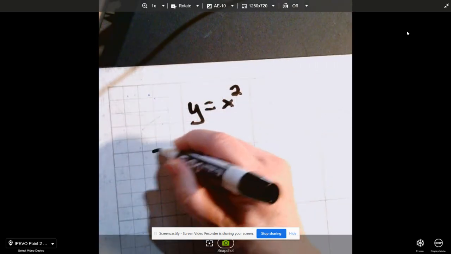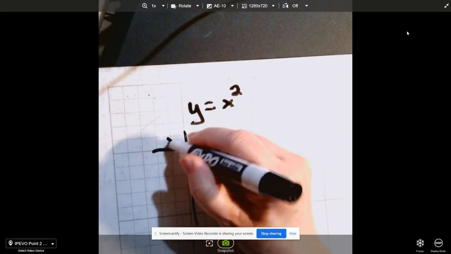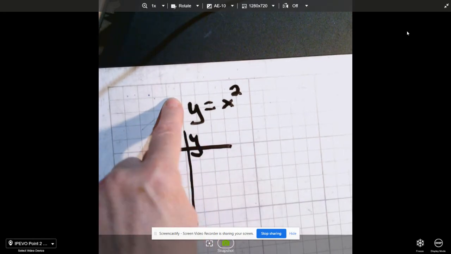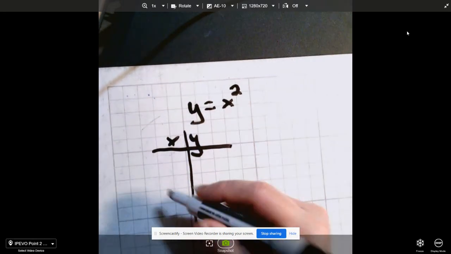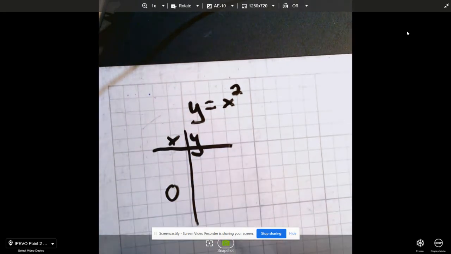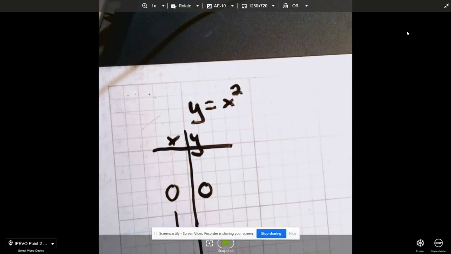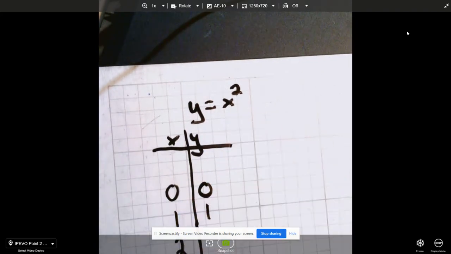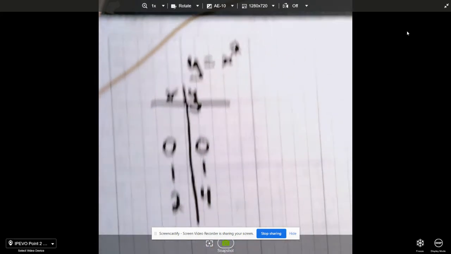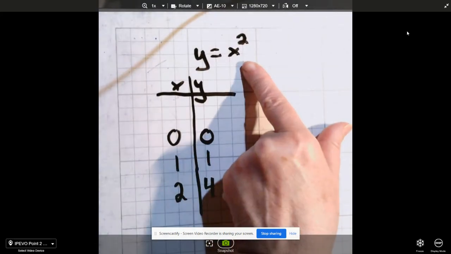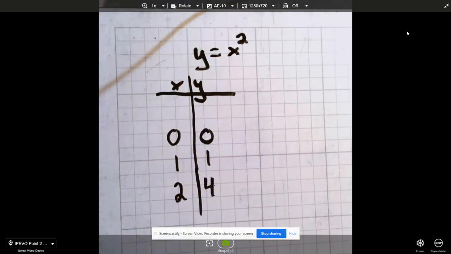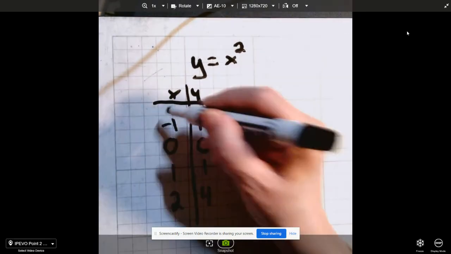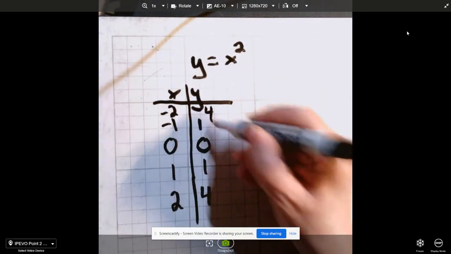So one way to graph, if you don't know what something looks like, is simply to make an XY table. So if I pick values for X and put them in here, I can solve for values of Y. Well, if I pick 0, well, 0 squared is 0. I could pick 1. Well, 1 squared would be 1. I could pick 2. Well, 2 times 2 would be 4. But I also need to consider negative numbers. So if I plugged in -1, -1 times -1 would be a positive 1. And if I plugged in -2, -2 times -2 would be a positive 4.